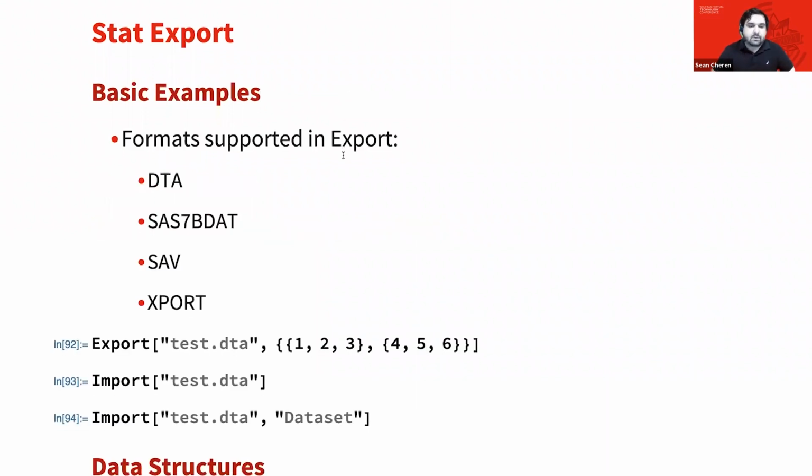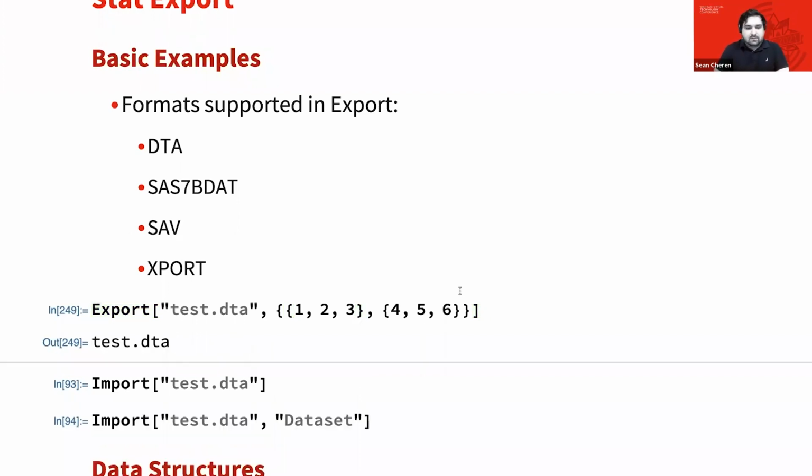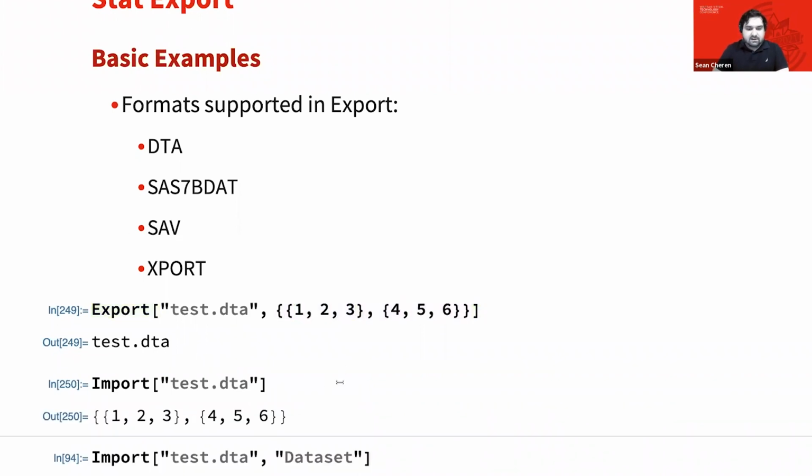Okay, so like I mentioned, about a year ago, we introduced these formats in import, and now we have corresponding exporters for those things. So these are statistics formats that are typically used to store data sets that are tabular. This is a format that supports missing data and a variety of data types, standard machine precision numbers and whatnot. So just for a simple example, let's take a couple of lists of data and export it to DTA.